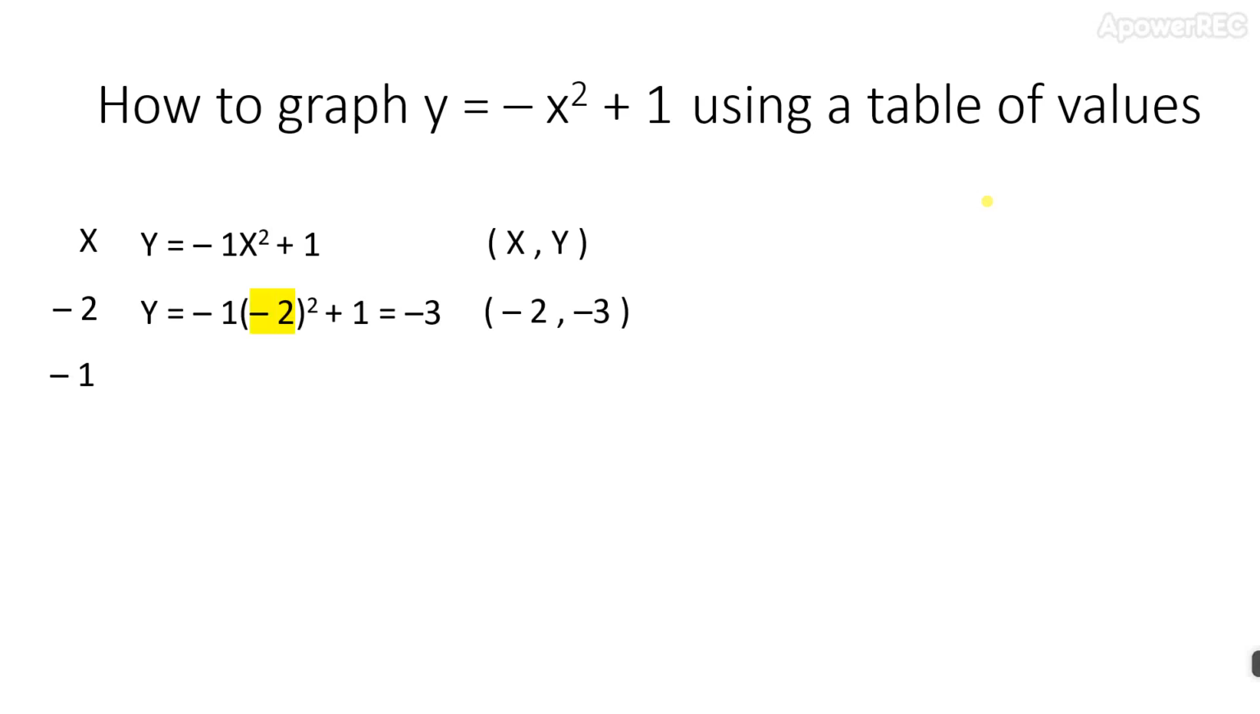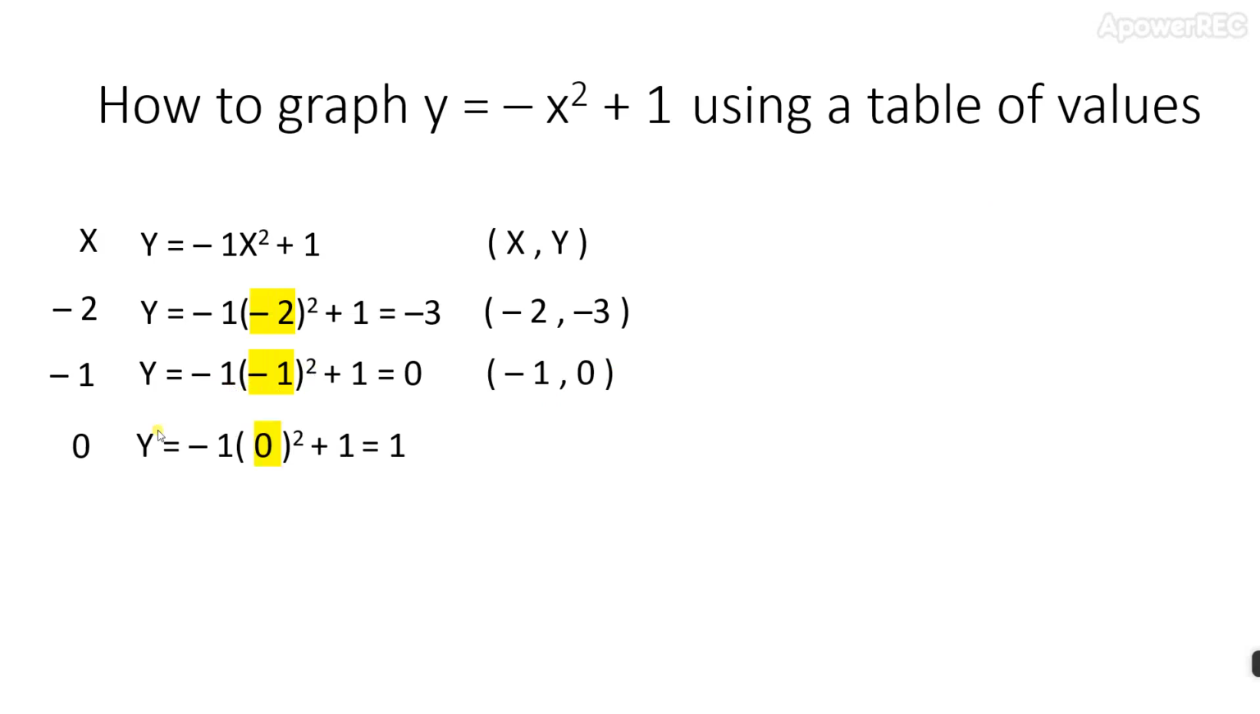When x is negative 1, we insert that into the equation. We get y equals negative 1 times the quantity of negative 1 squared plus 1. Again, following the rule of BEDMAS, negative 1 all squared is 1, negative 1 times 1 is negative 1, plus 1 is 0, and hence the point is negative 1 comma 0. When x is 0, we substitute 0 into x, and we use BEDMAS, and we should get the point 0 comma 1.